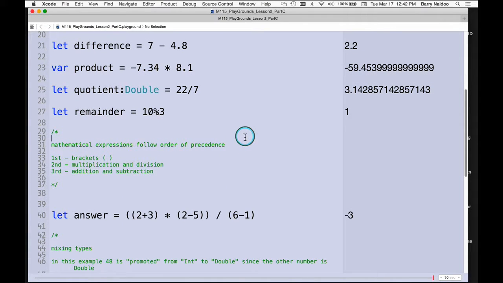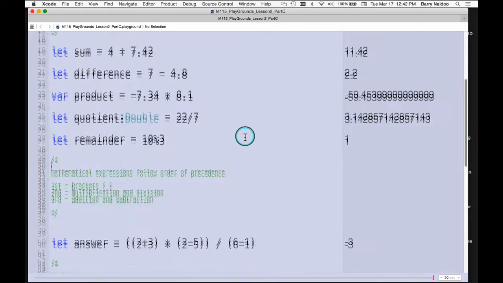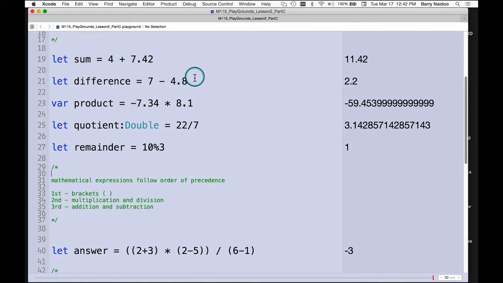Now sometimes, in fact in most cases, you won't have simple arithmetic like this. You will have more complicated arithmetic with lots of variables and lots of values and lots of operations that need to be evaluated by the compiler. So if we have a long mathematical expression, we need to follow the rules of precedence.